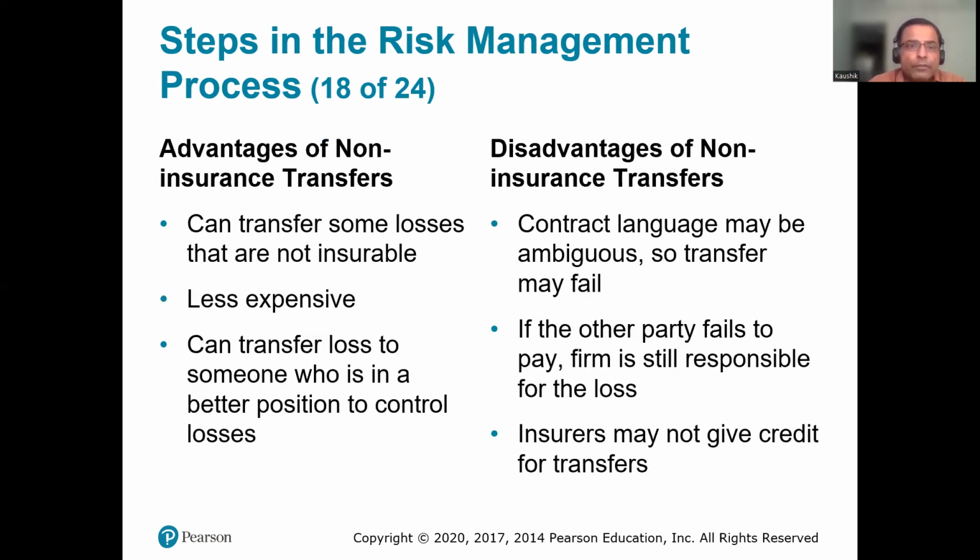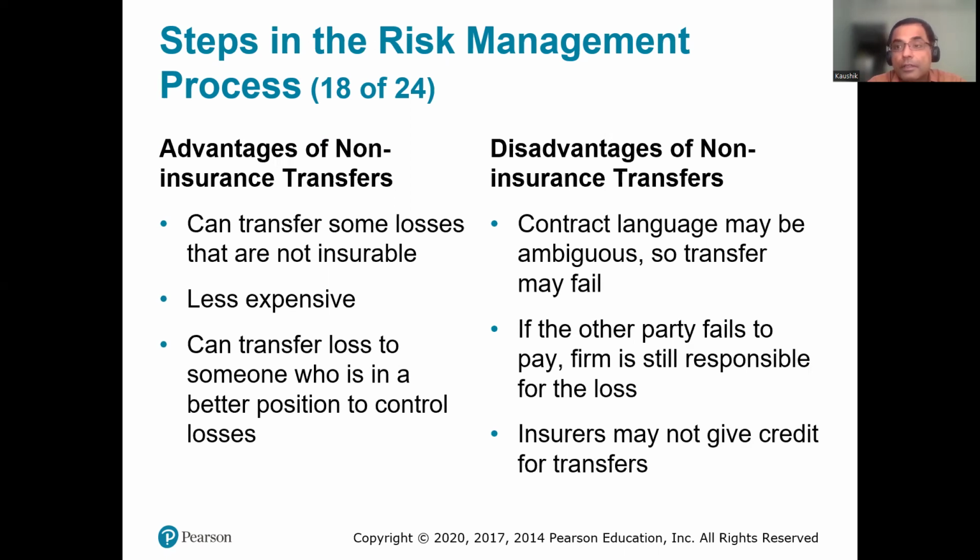So what are some of the advantages? The company is able to transfer non-insurable risk to a different company. It may sometimes be less expensive, and the loss is now absorbed by a company which is in a better financial position. The disadvantages are the contract could be ambiguous, so the contract may not be properly enforced.